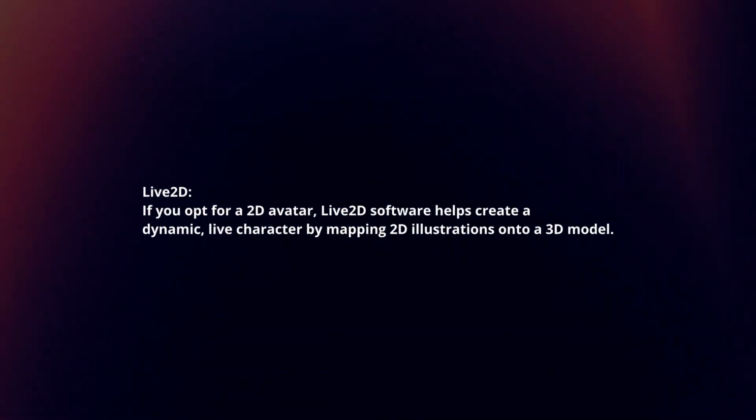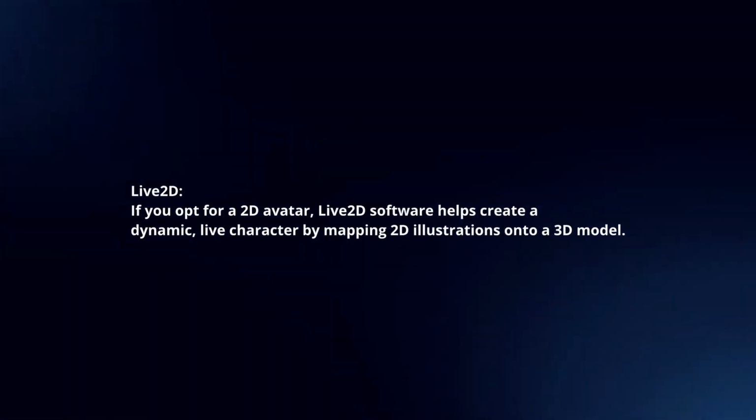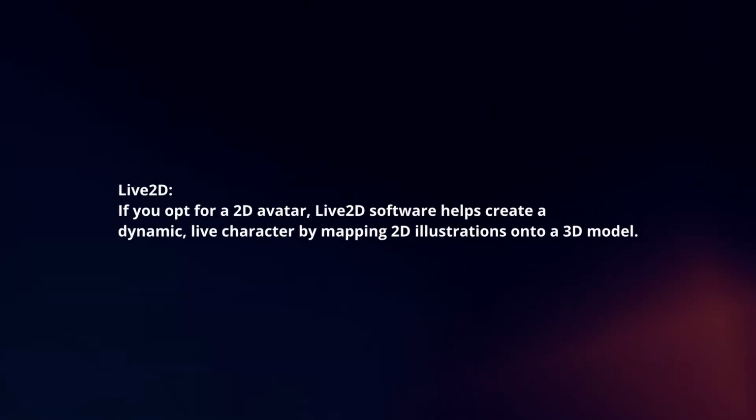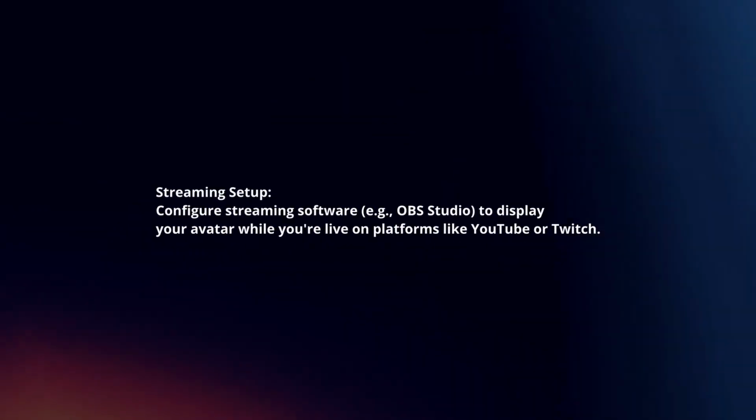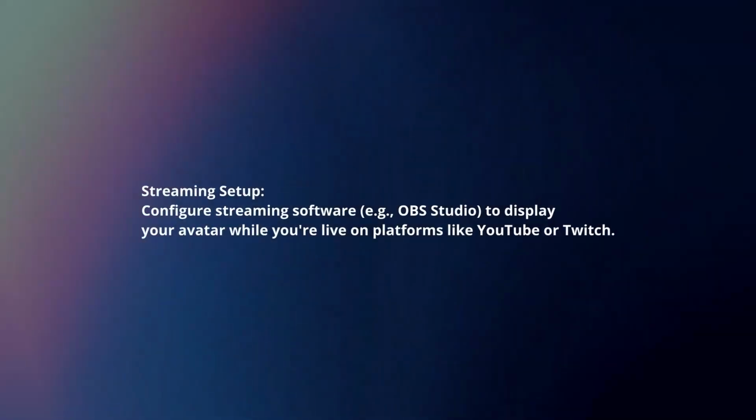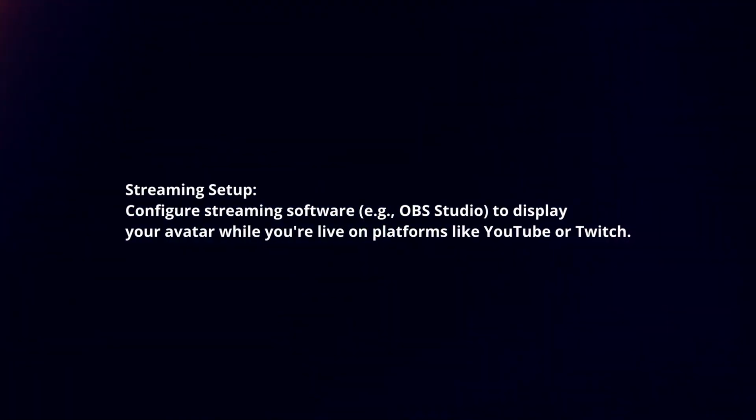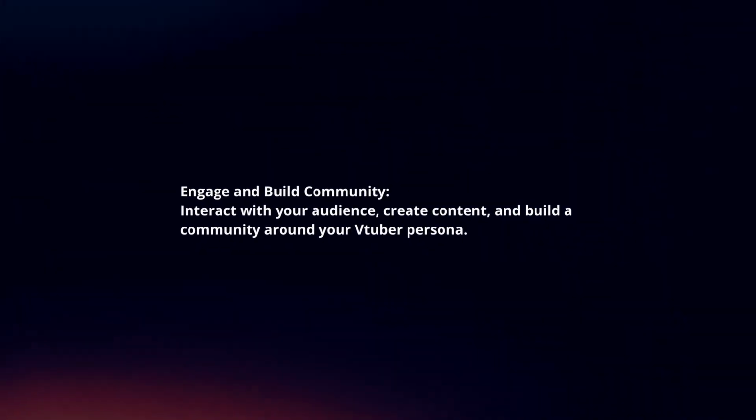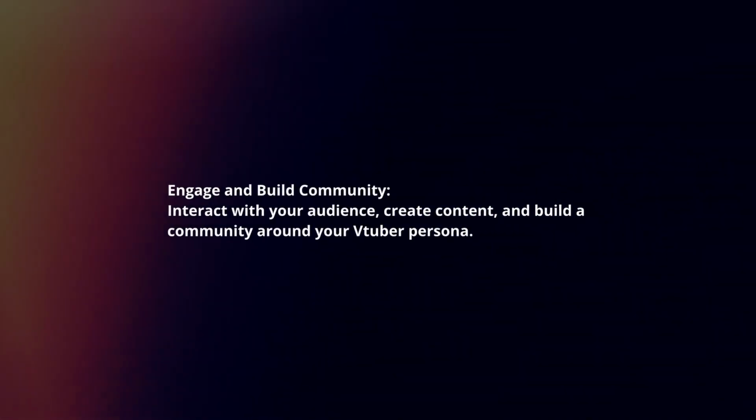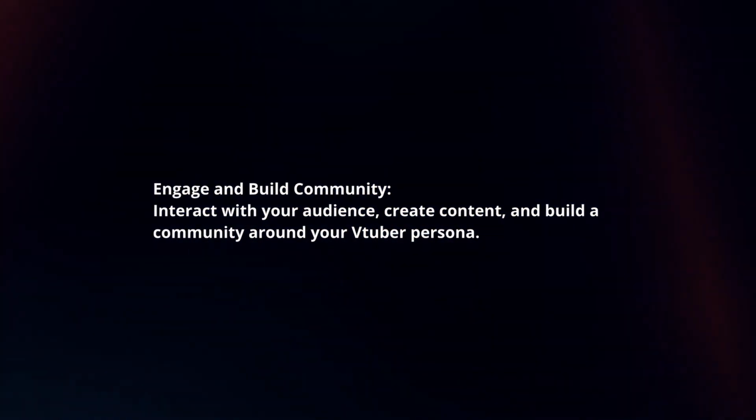Live 2D. If you opt for a 2D avatar, Live 2D software helps create a dynamic, live character by mapping 2D illustrations onto a 3D model. Streaming setup. Configure streaming software to display your avatar while you're live on platforms like YouTube or Twitch. Engage and build community. Interact with your audience, create content, and build a community around your VTuber persona.